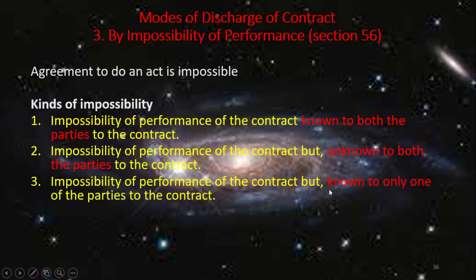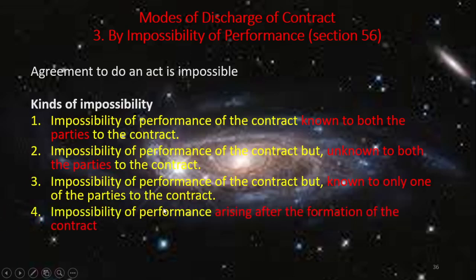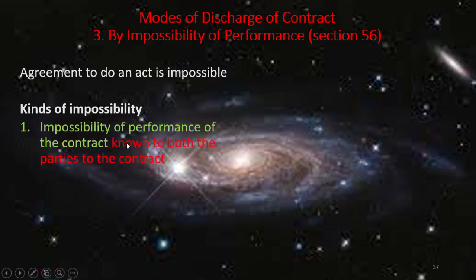The third one, impossibility of performance of the contract known to only one of the parties to contract, and the other party is innocent regarding the impossibility. And the fourth one, impossibility of performance arising after the formation of contract. So in the first three situations, the impossibility of performance is at the beginning or at the time of entering into contract, but in the fourth situation, impossibility arises only after the formation of contract. So let us see some examples.